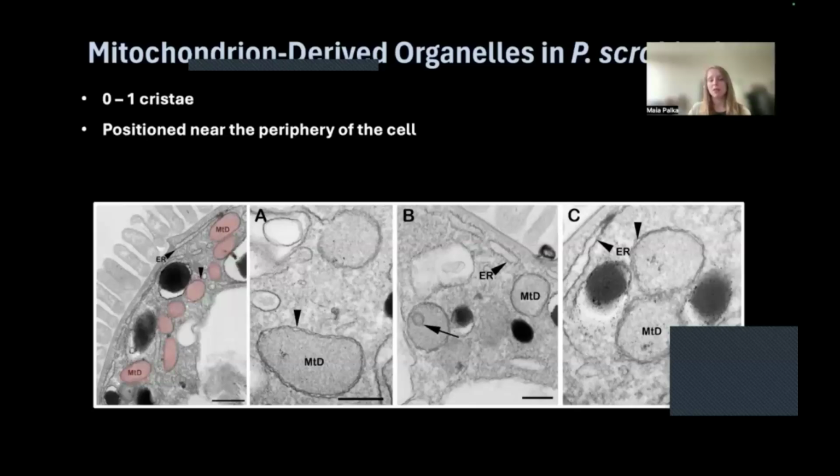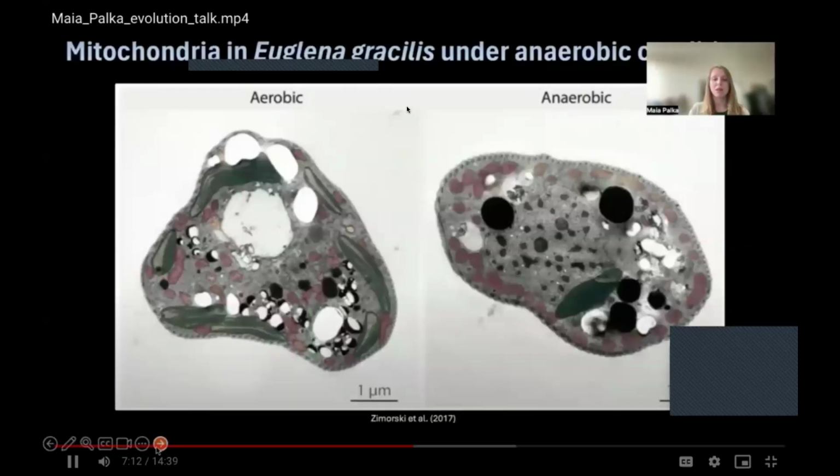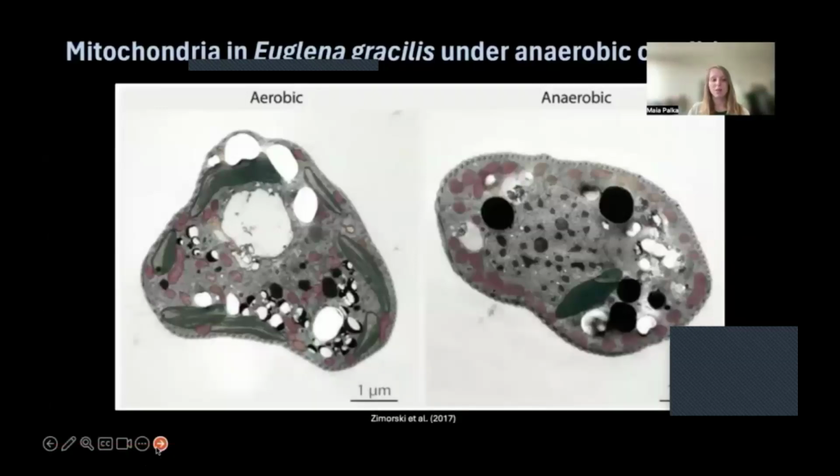These mitochondrion-related organelles were also found near the periphery of the cell, which is particularly interesting because it has also been observed in other euglenid species, particularly Euglena gracilis, which is a model organism that when cultured under anaerobic conditions, the mitochondria are typically situated near the cell surface. Whereas when these cells are cultured under aerobic conditions, the mitochondria are relatively uniformly distributed throughout the cell cytoplasm.